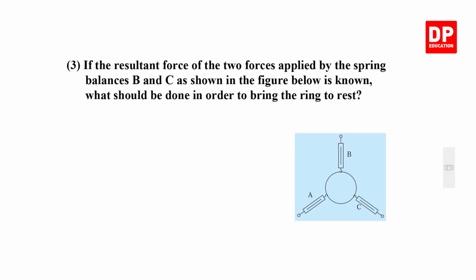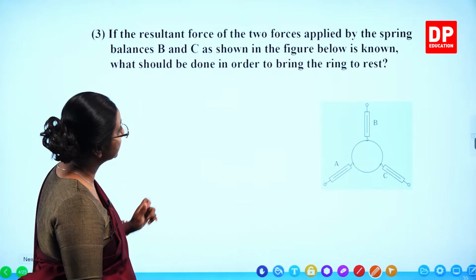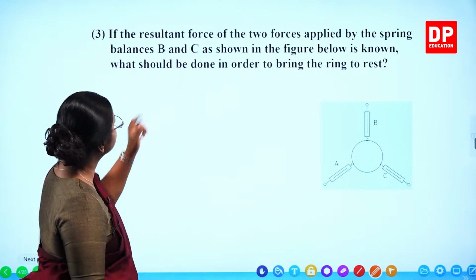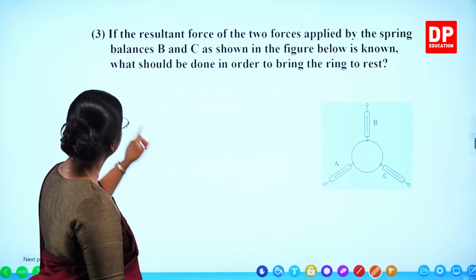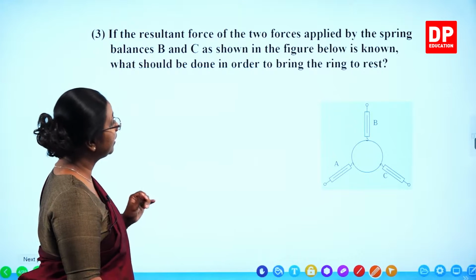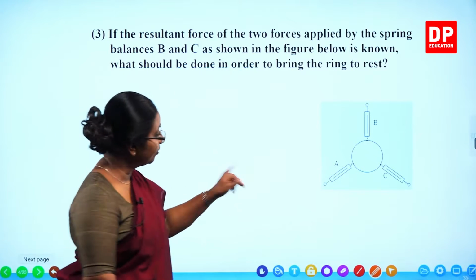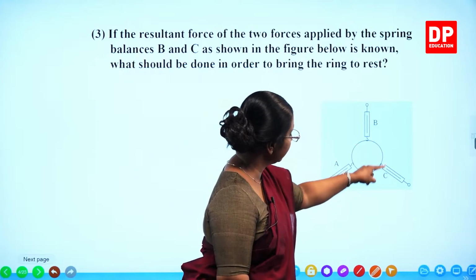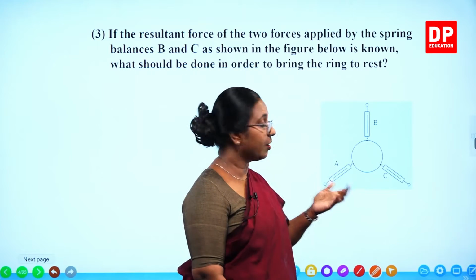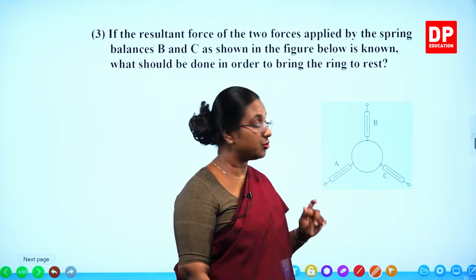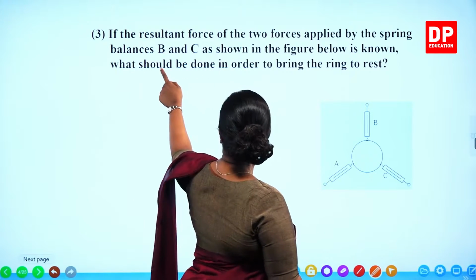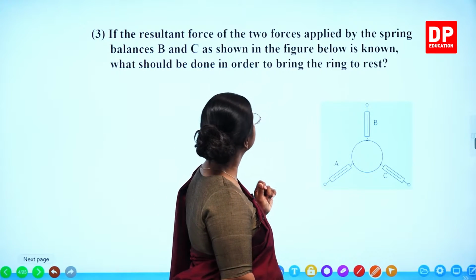The third question. If the resultant force of the two forces applied by the spring balances B and C as shown in the figure below is known, what should be done in order to bring the ring to rest? So we look at the figure. Here you can see it's a ring. It can be a metal ring or a plastic ring. And there are 3 Newton balances attached to it. So there they say Newton balances B and C.